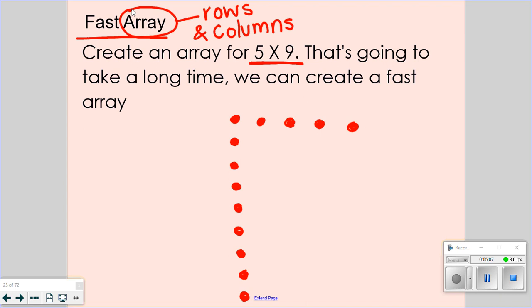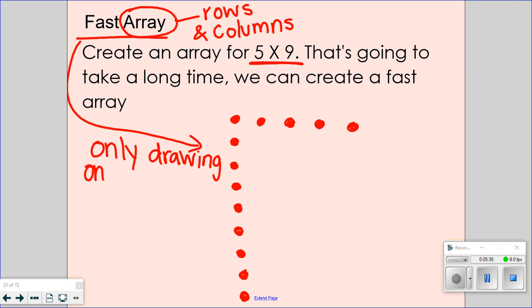Could I just imagine them? Imagine them. A fast array looks like this. That's what a fast array is. So instead of having to fill out the whole thing, we're only going to draw one row and one column.